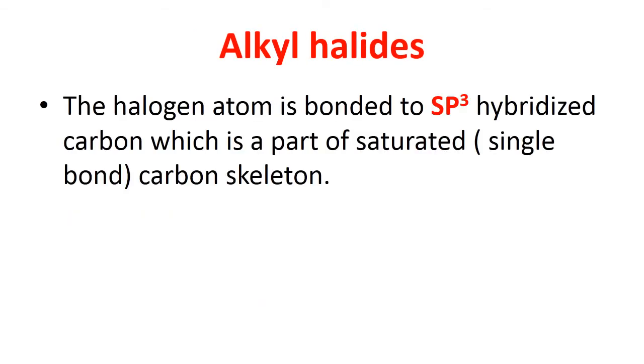Therefore, these alkyl halides are defined as compounds in which the halogen atom is bonded to an sp3 hybridized carbon atom, which is a part of a saturated carbon skeleton, and therefore it is called alkyl halides.